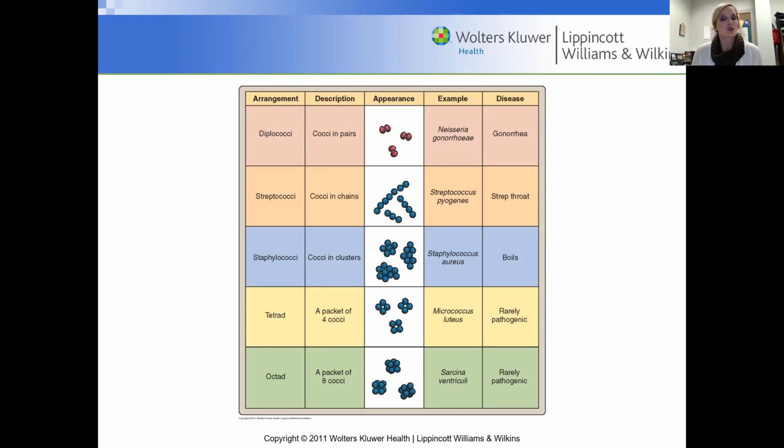Okay. So streptococci, as you can see here, are cocci that show up in chains. See what I mean about how they're a single file line there? They all just show up as if they're getting in line. So streptococcus is in the name here. Streptococcus pyogenes is specifically the type of bacteria that causes strep throat.